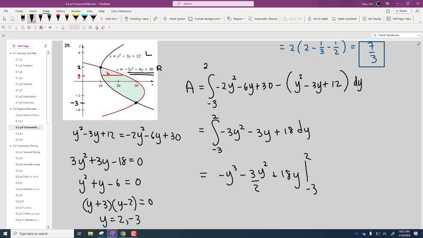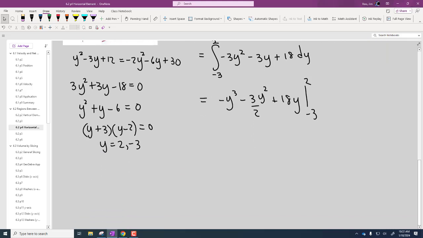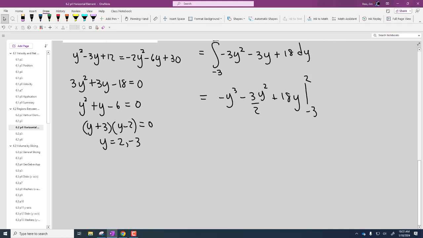Any issues up to that point? So we do right minus left, and then we integrate with the power rule. And then we're going to plug in our upper limit. And then subtract off the lower limit evaluation.